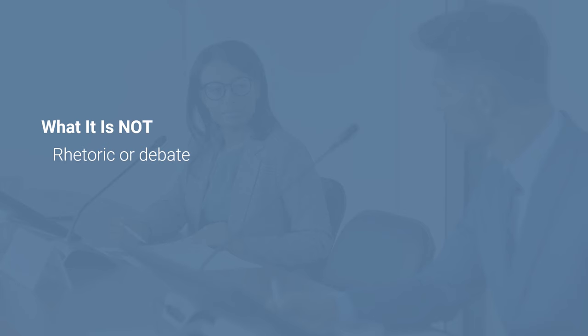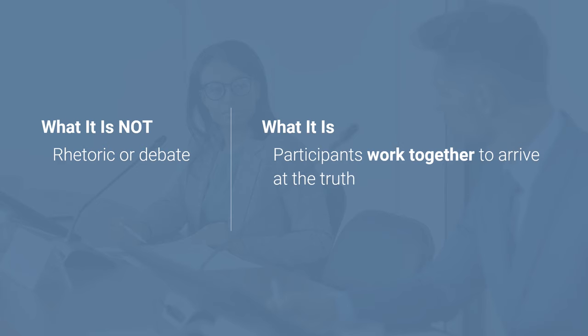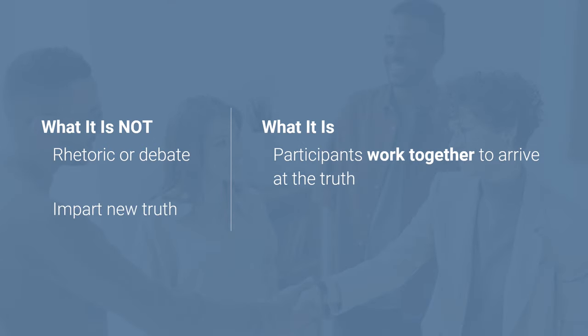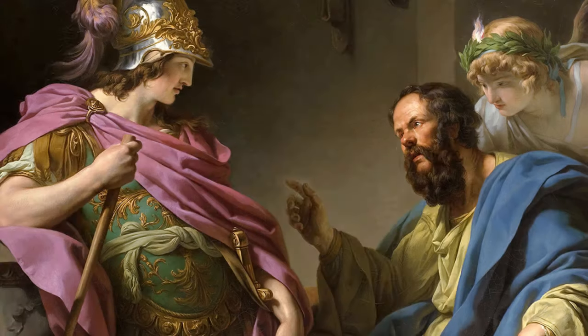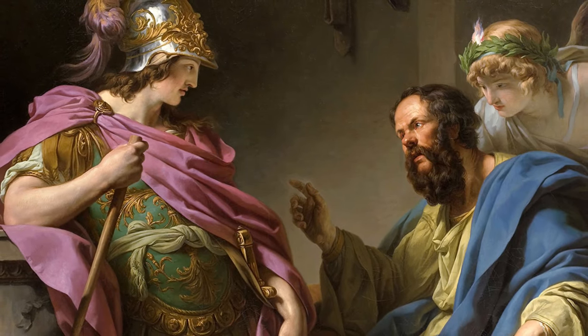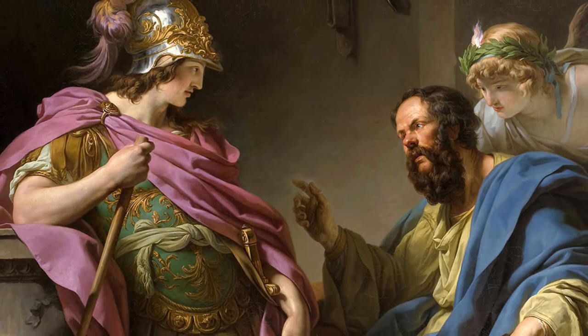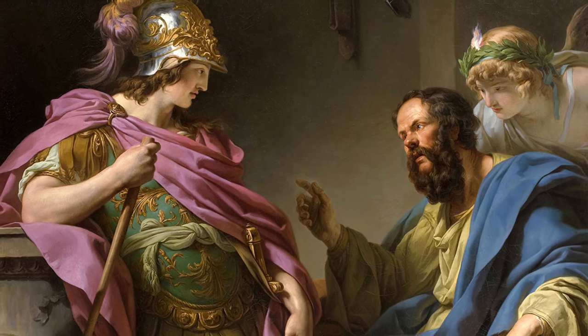Its participants do not attempt to persuade or argue with each other, but rather work together in order to arrive at the truth. Moreover, the Socratic method does not intend to impart new truth. It serves only as a guide in discovering the truth. Socrates himself tried to make his interlocutors realize their own beliefs and their validity, rather than giving them knowledge. His method was based on his theory of knowledge.